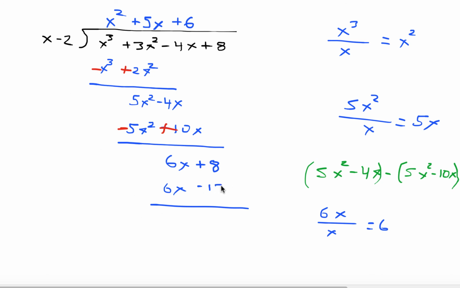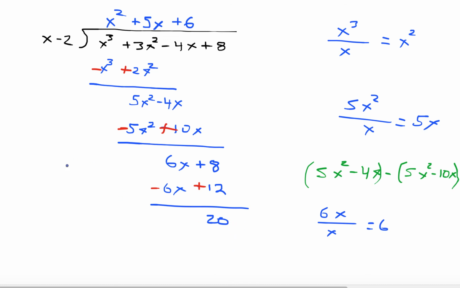We have to subtract these. So that means that this should become a negative. This should become a positive, right? 6x minus 6x cancels out as we expect it to, and then 8 plus 12 gives us 20. Notice there's no other terms to bring down. This doesn't have an x in it, so we know that we're done.